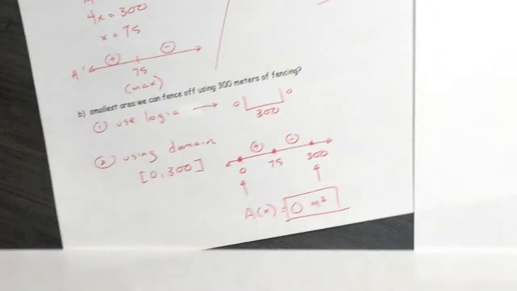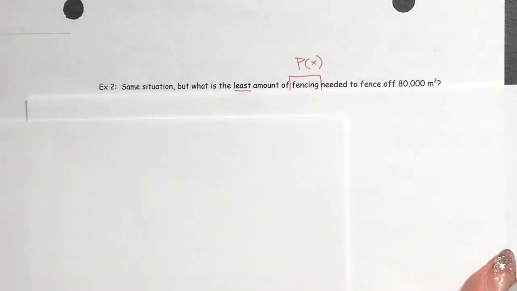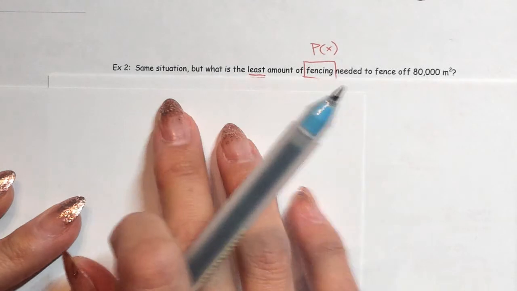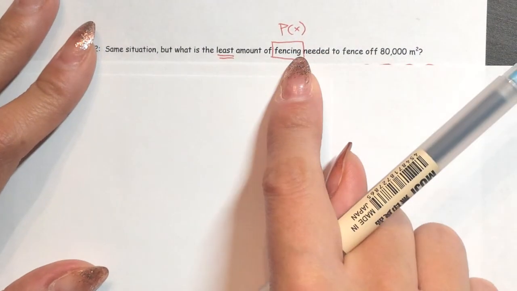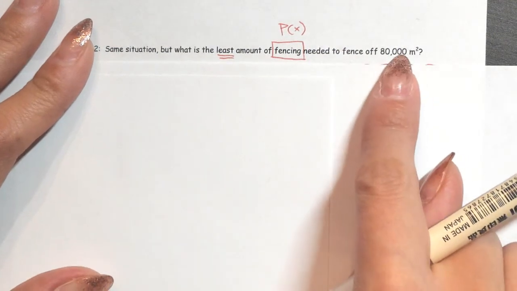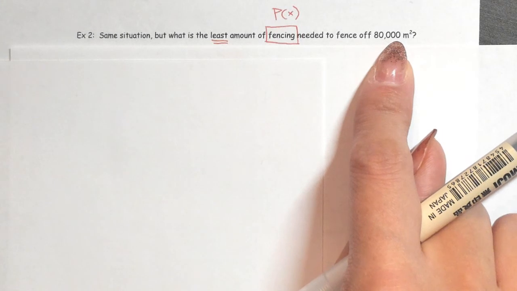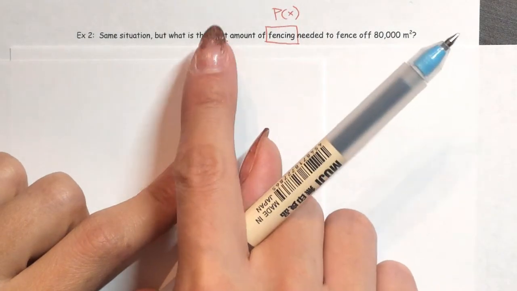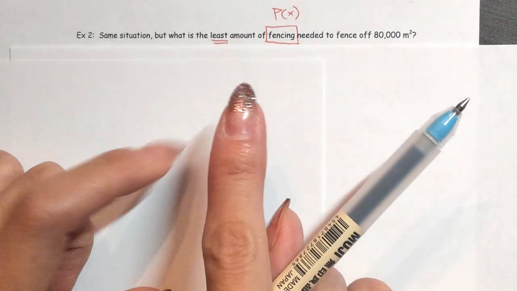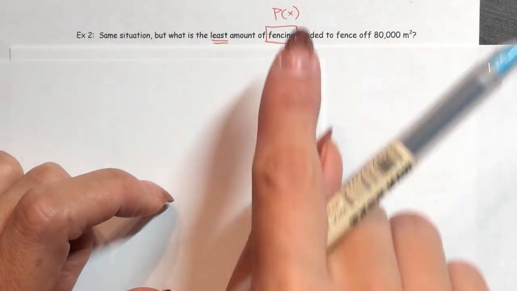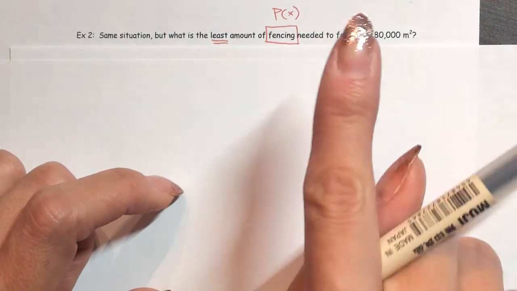Okay, let's try another. So it looks really similar, but it's not the same. So this says, same situation, right? Looks really similar. What is the least amount of fencing needed to fence off this area, okay? So I circle or underline least. I want to find the least. I need to guarantee later that it's the least, so it needs to go from negative to positive when I do my little number chart. And then I want a fencing. So least amount of fencing, I need a fencing equation.